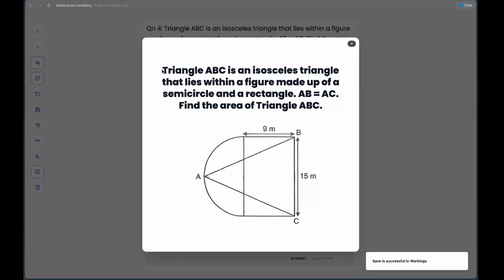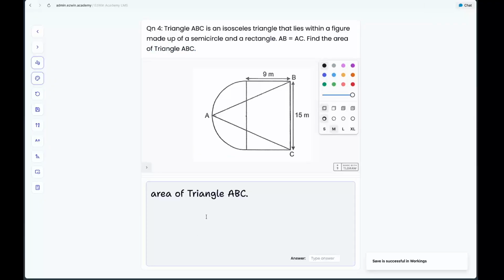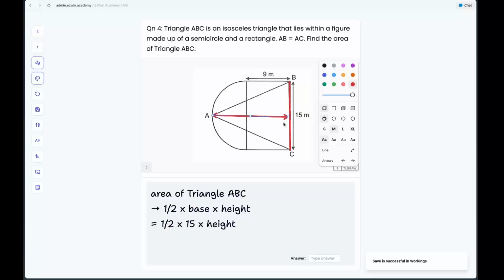Question 4. Triangle ABC is an isosceles triangle that lies within a figure made up of a semicircle and a rectangle. AB is equal to AC. Find the area of the triangle ABC. So if we zoom this in over here, to find the area of triangle ABC, we need half times base times height. We know that the base over here is 15 centimeters, which is this part. So half times base is 15. What about the height, which in this case is over here?